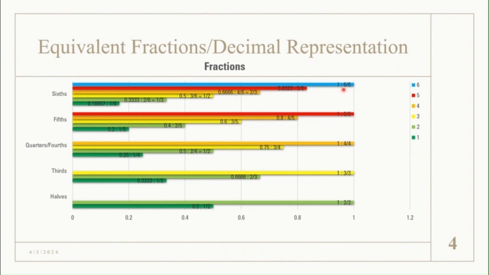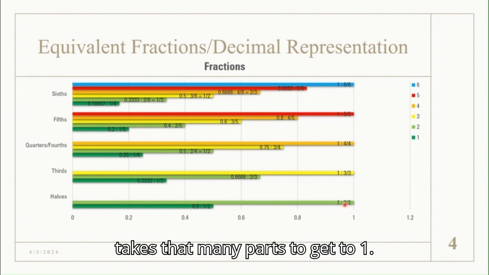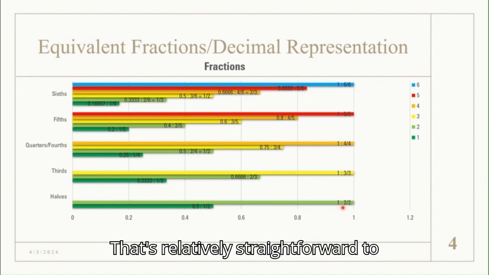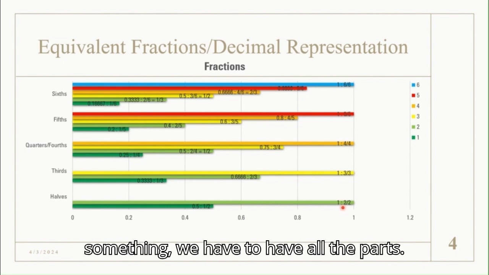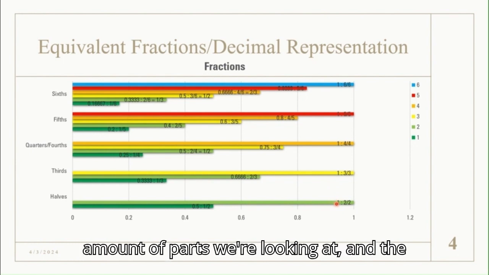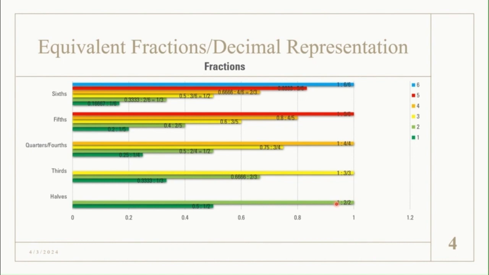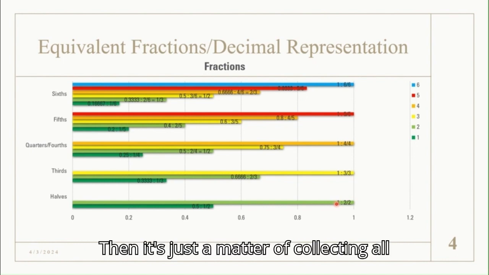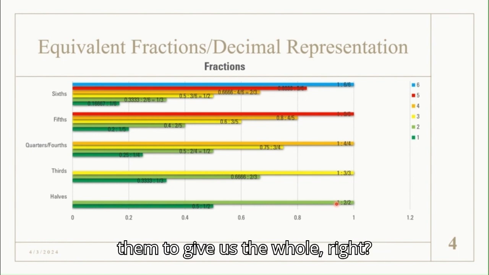So it takes each one of these halves, thirds, fourths, fifths, and sixths. It takes the number of the denominator, that many parts, to get to 1. That's relatively straightforward to understand. If we want the whole of something, we have to have all the parts. And so if the numerator is describing the amount of parts we're looking at, and the denominator is describing the amount of total parts we have, then it's just a matter of collecting all those parts, looking at all of them to give us the whole, right?